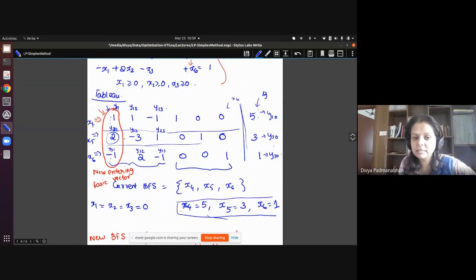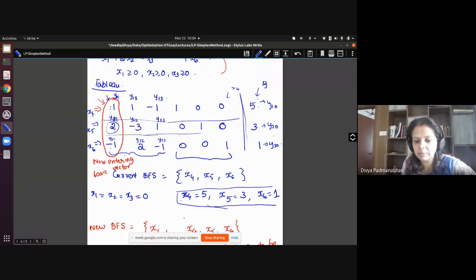The thing is, if you were to remove x4 from the system, you would try to see here: from this row, x1 plus x4 is 5, and x4 was going to leave. So this would boil down to setting x1 to 5.